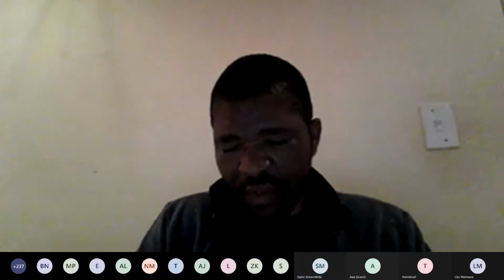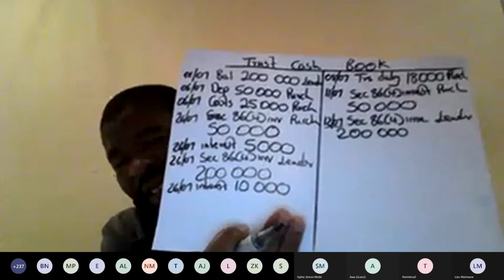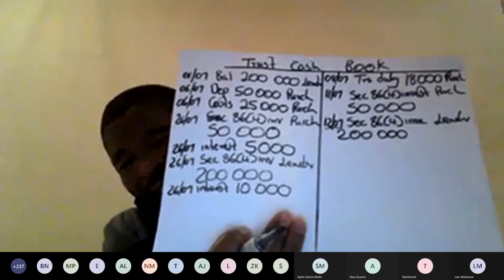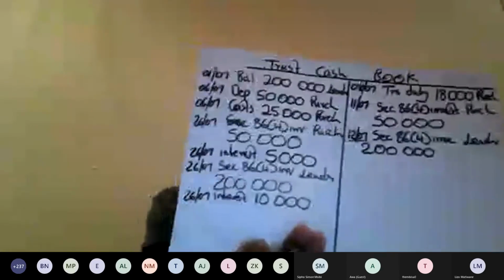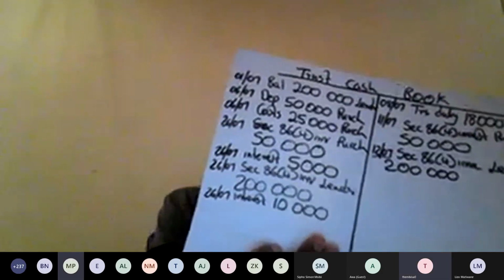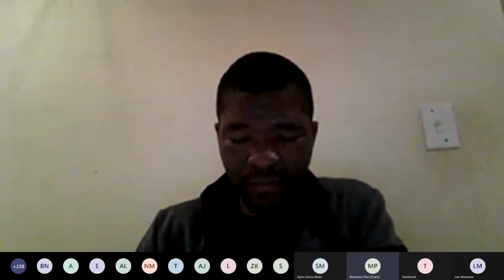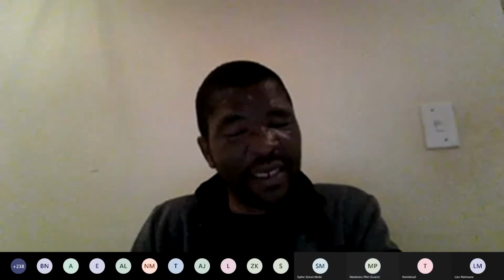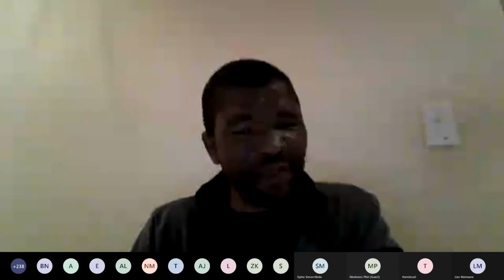Interest 10,000 Rand. You go on the debit side of your trust cash book. You debit there 10,000 Rand interest. That means you are receiving that 10,000 Rand on the debit side of your trust cash book. Now, after receiving it on the debit side, what do we do? We split it to the lender's trust ledger for 95% and then 5% to the LPFF. As soon as you receive that interest, you split it in terms of the 95 and 5% apportionment. 95% to the lender and 5% to your Legal Practice Fidelity Fund.